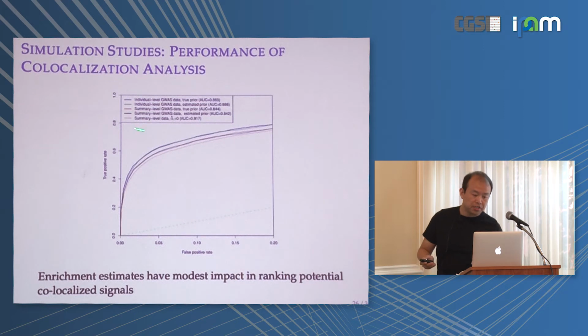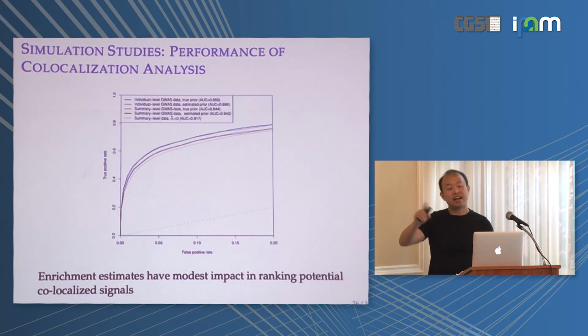There are different settings. The first one is using individual-level genotype data and the true enrichment parameter. The second one is individual-level data, but using the estimated parameter, so we do multiple imputation. The third one is using summary-level GWAS data and the true prior. And the next one is summary-level data with an estimated prior.